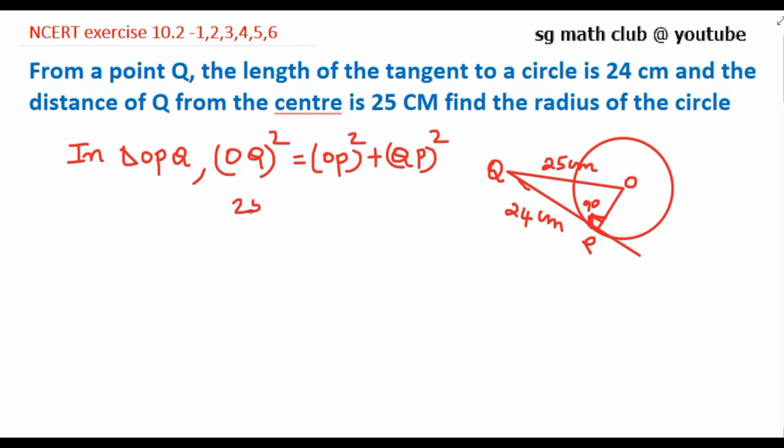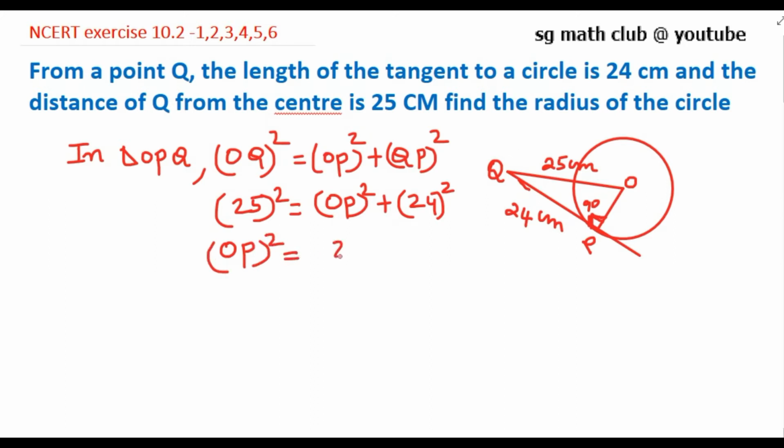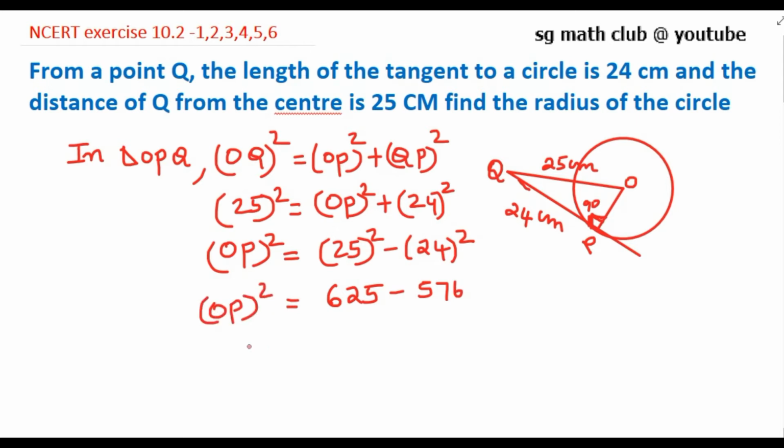Now we will substitute the values. OQ square is 25 the whole square. OP square I don't know. OP square plus QP the whole square is 24 square. So we need to find out now OP square. OP the whole square is equal to 25 square minus 24 square. 25 square is 625 and 24 square is 576. This will give you OP square, or radius of the circle. So OP the whole square is equal to 49.